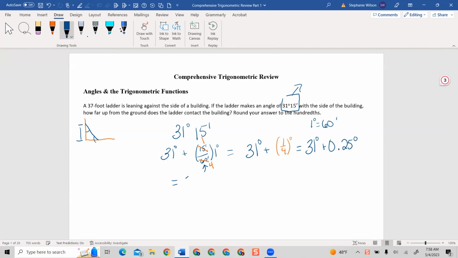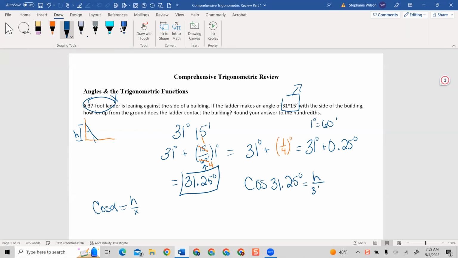And let's put it together. It gives me 31.25 degrees. So good. Now I got an angle in the format that it's all in a like term, right? It's not degrees, minutes, it's degrees. So now let's use our cosine of some angle is equal to our height over x. Well, our height here is what we're looking for. My 37-foot ladder is going to be my x value, and we know our angle, so let's just rewrite it again. Cosine of 31.25 degrees is equal to my height over 37.